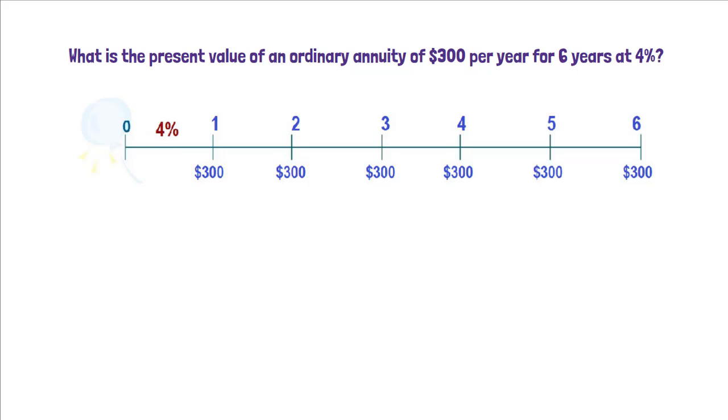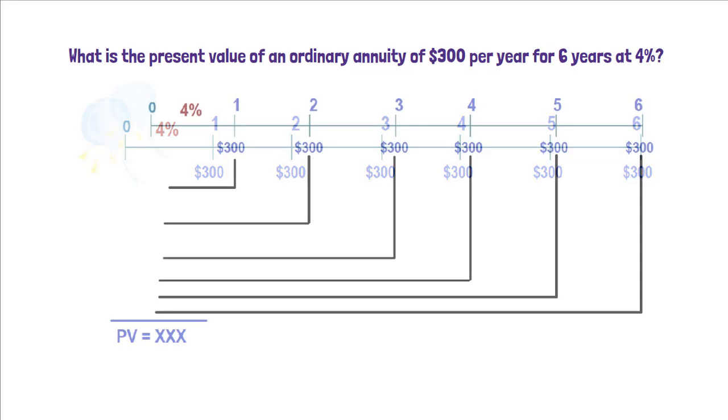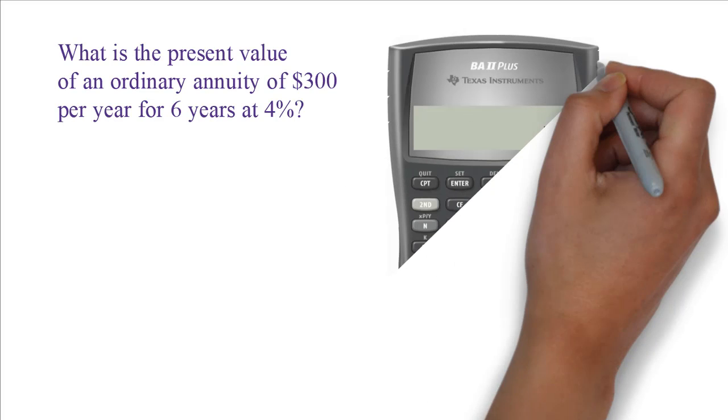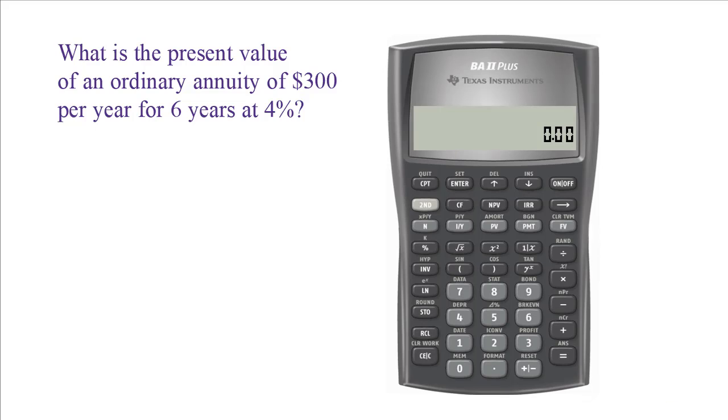As you can see, the present value would be the sum of the present values of individual cash flows. Instead of discounting each of the cash flows separately and summing those up, we can use a financial calculator. In your financial calculator, enter n equals 6 by pressing 6 first and then pressing n. Similarly, enter 4 in I/Y.